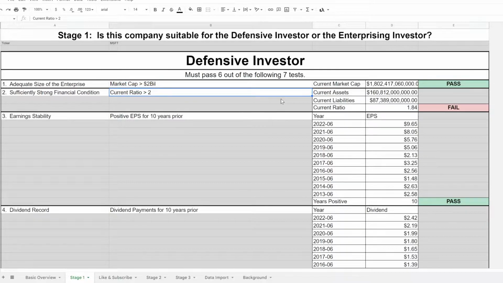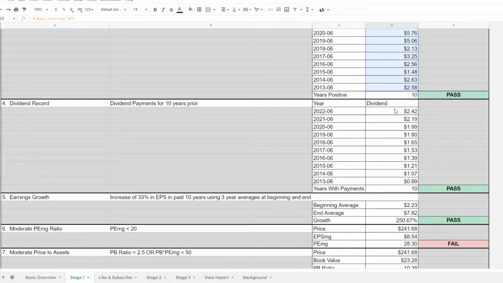And the current ratio has to be over 2. This one, the current ratio is only 1.84, so it fails that test. Positive earnings per share for 10 years prior, it passes that. It has had positive earnings for a long time. Dividends, it has paid for over 10 years, so it passes that test. Earnings growth, it has had a 250% earnings growth when looking at the last 10 years.